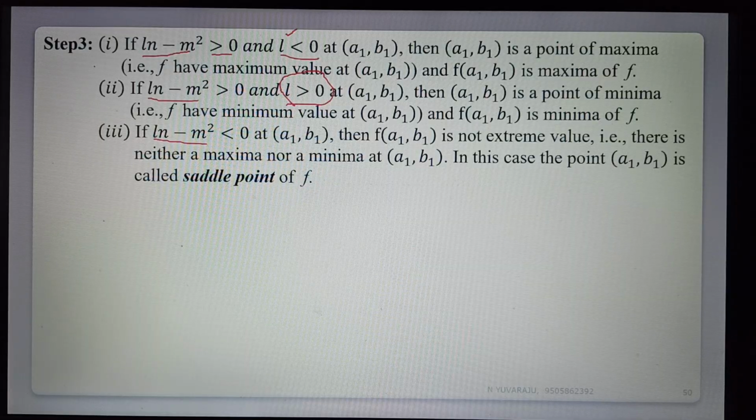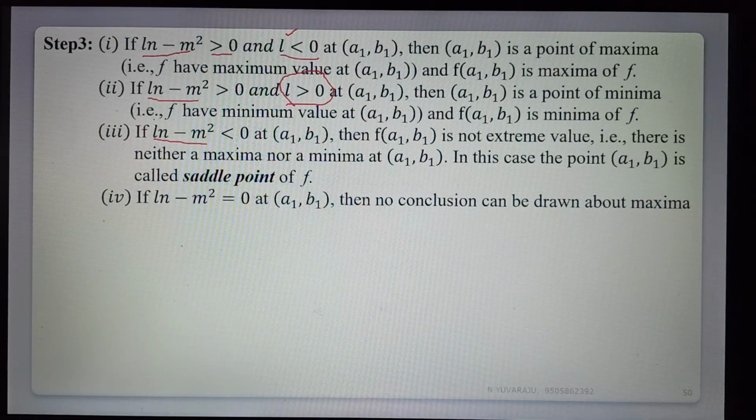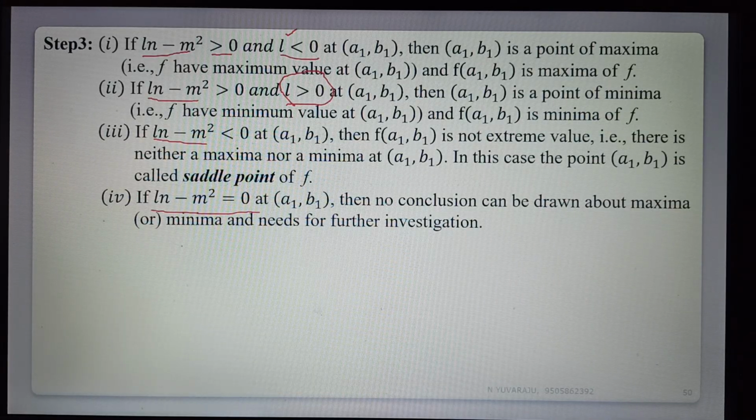Next case 4, ln minus m square is equal to 0. In case ln minus m square is 0 at the point a1 comma b1, then no conclusion can be drawn about maximum or minima and it needs further investigation. That is, when it is equal to 0, we cannot say anything, there is no conclusion about maxima or minima. So these are the 4 cases.